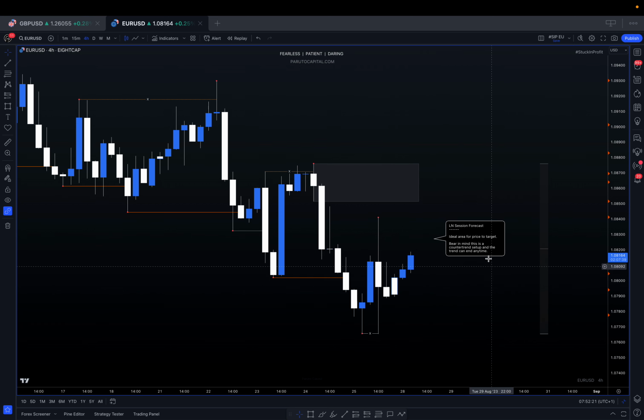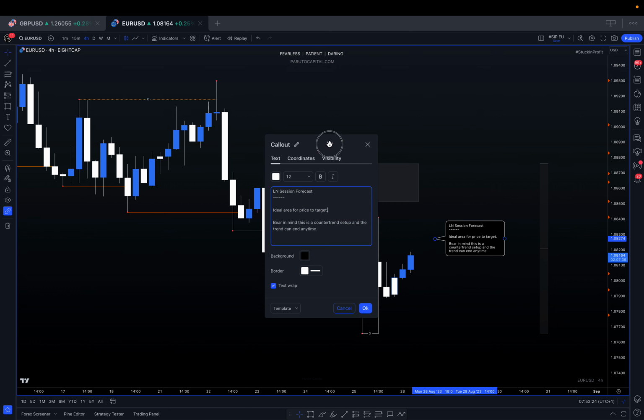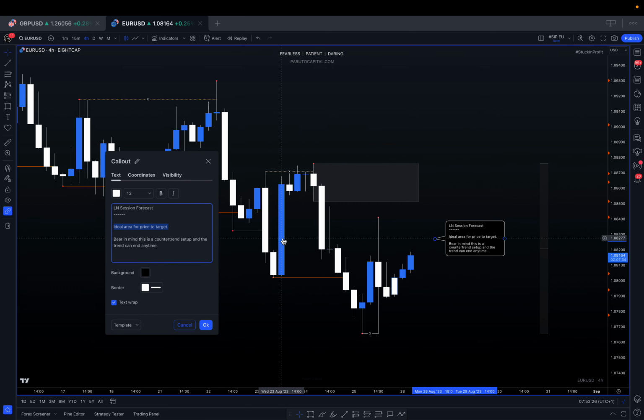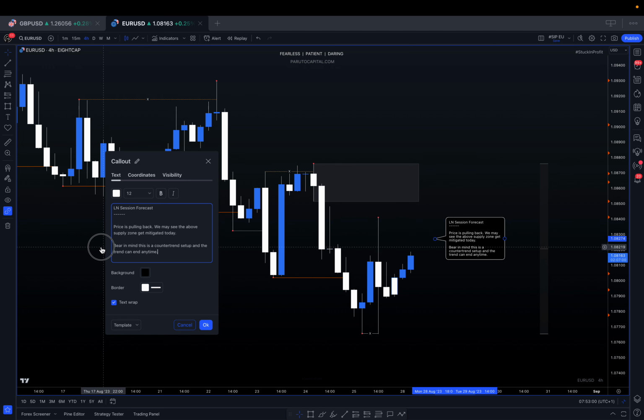So if I just take this out, add some note here. So here we have an ideal area for price. So let me see, price is pulling back. Okay, so price is pulling back. We may see the above supply zone, supply zone get mitigated today. Okay, so we may see that happen.